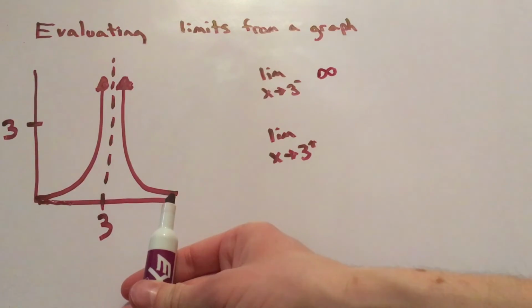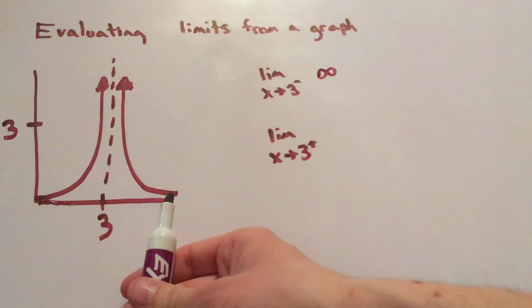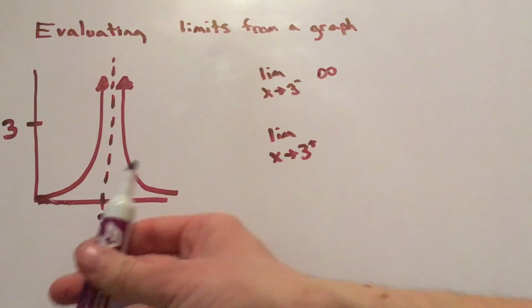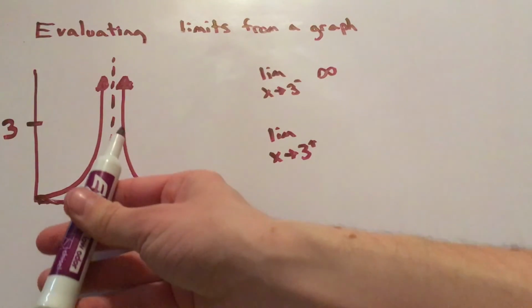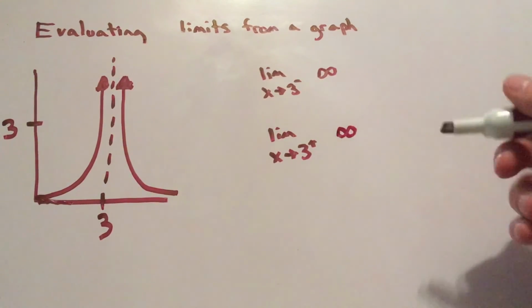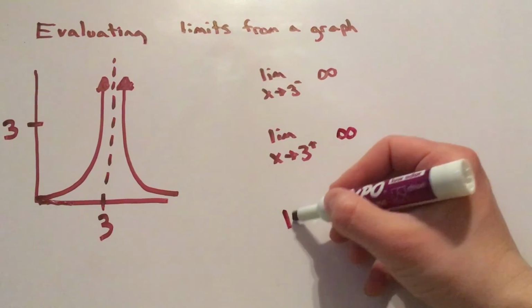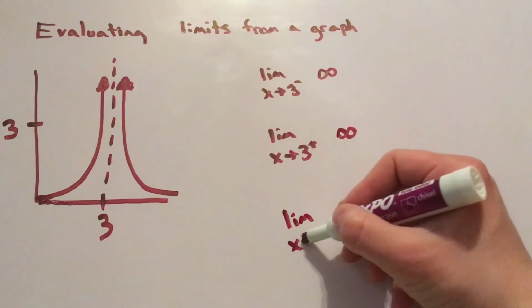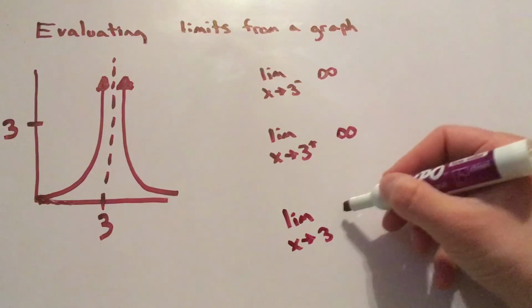And the same thing for the right. As we start at like 5 or 6, and we get closer and closer to 3, we're traveling up this function, up to infinity. So therefore, the limit as x approaches 3 is infinity.